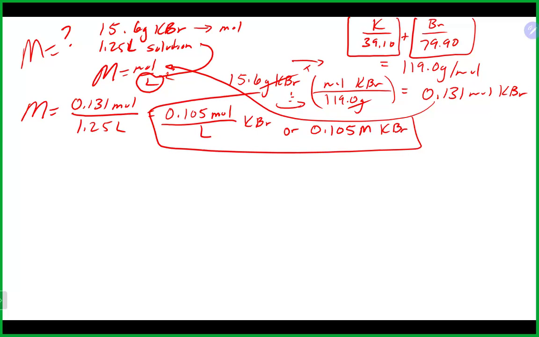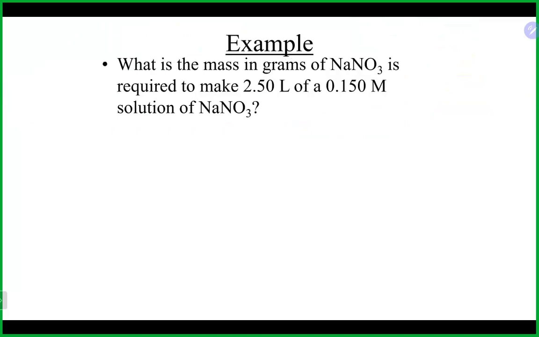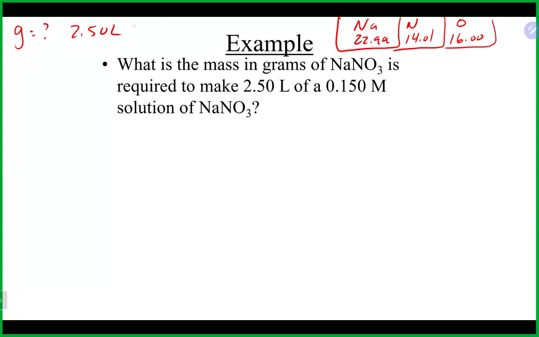Okay. All right, let's take a look at another one here. What is the mass in grams of sodium nitrate that is required to make a 2.5 liter solution of 0.15 molar sodium nitrate? Sodium from the periodic table, 22.99. Nitrogen 14.01, and oxygen 16. So we're looking for how many grams to make 2.5 liters of a 0.15 molar solution of sodium nitrate.